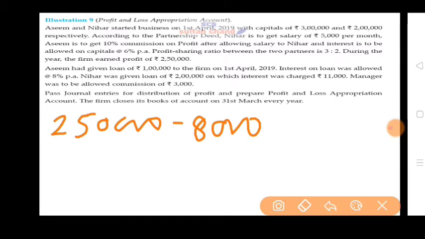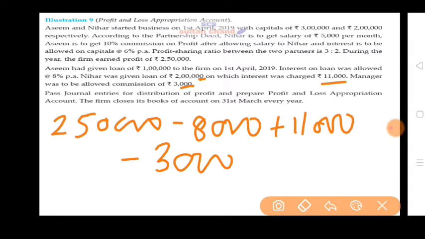Next, Nehar has given a loan of 2 lakh. Actually, we had given Nehar a loan of 2 lakh on which interest was charged, 11,000. So we are taking interest from him of 11,000. It will be added to our net profit. The manager was to be allowed a commission of 3,000. This is also a charge against profit. So we are giving commission to the manager. It will be deducted from our profit.